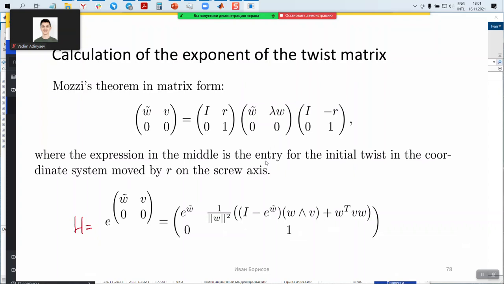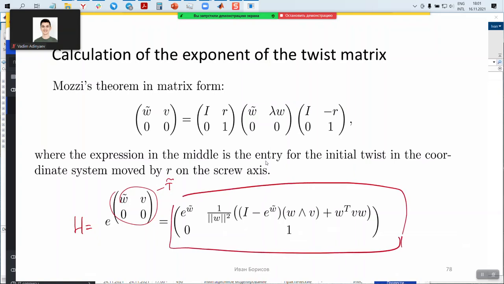So this is a twist in the matrix form, and it equals this stuff, where instead of this exponent we can write the rotation matrix that can be calculated using the Rodrigues formula. This stuff looks a little bit scary, but if you consider it for a while, it's not something very strange. So this is the angular velocity. It's pretty easy to calculate. Identity, rotation matrix, angular velocity, linear velocity. Those are components of the twist.